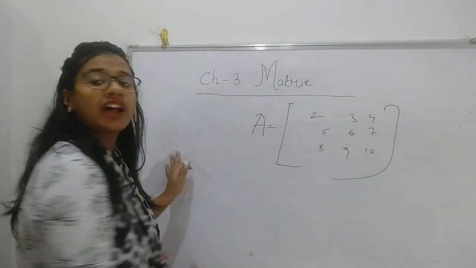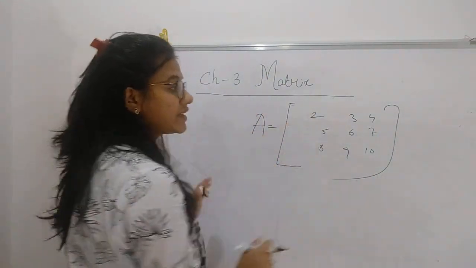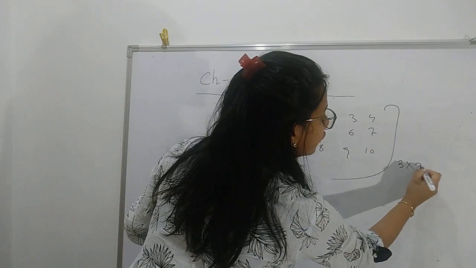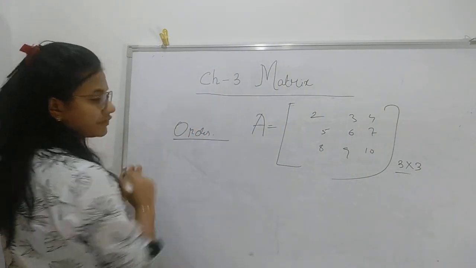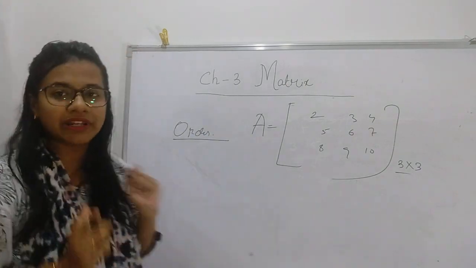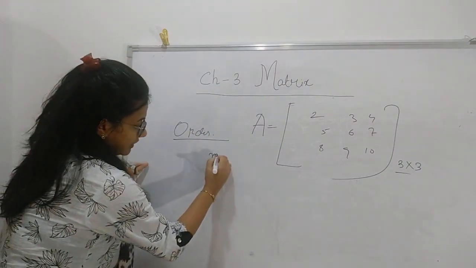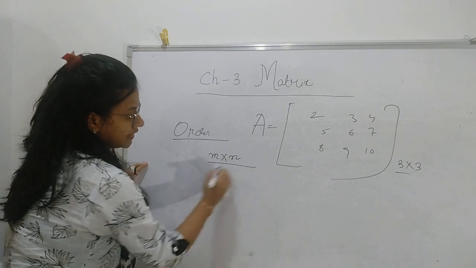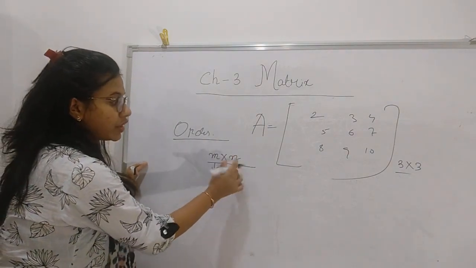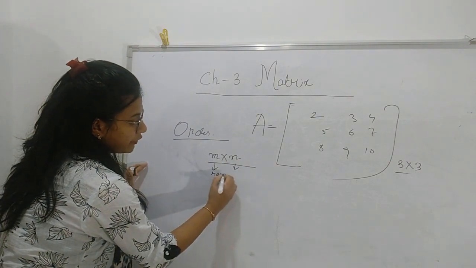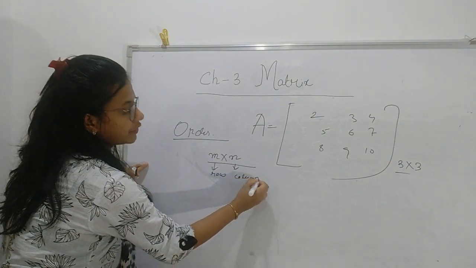How many rows are there and how many columns are there? There are 3 rows and 3 columns. So this is of order 3. So what is basically order of the matrix? Order of the matrix means how many rows and how many columns are there. A matrix is of order m into n, means number of rows in the matrix is m and number of columns is n.